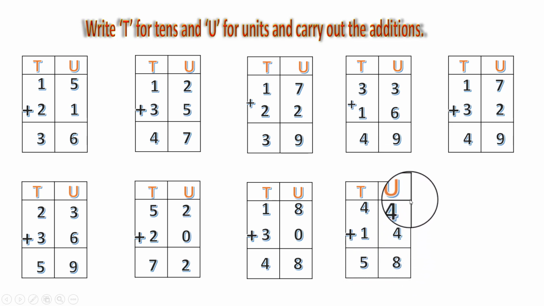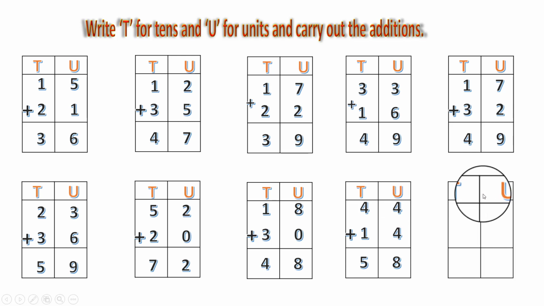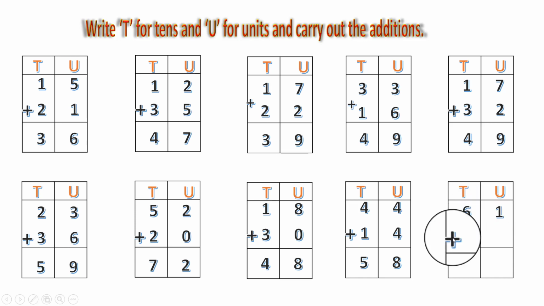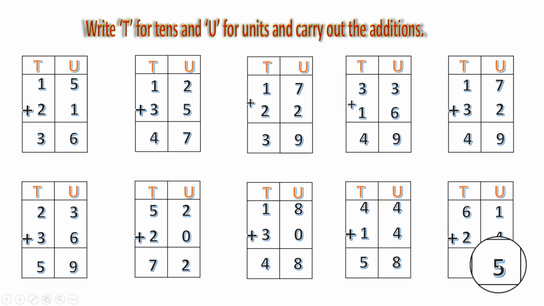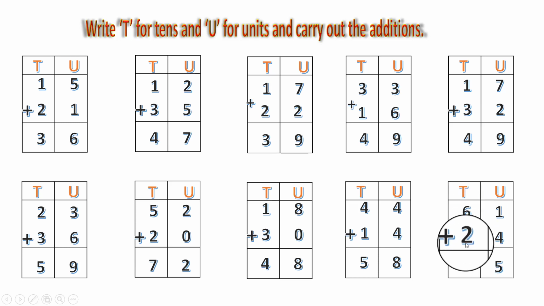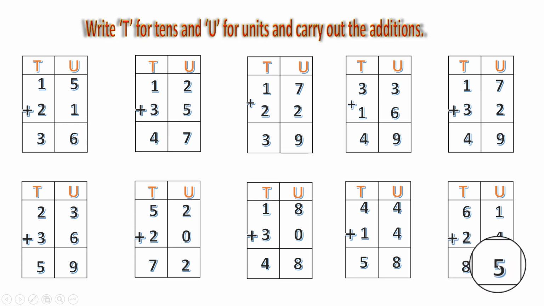Now we take another example. T for tens and U for units. 61 means 6 tens and 1 unit plus 2 tens and 4 units. 61 plus 24, 1 and 4, these numbers are unit place. When we add them, we get 5, and 6 and 2, these numbers are tens place. When we add them, we get 8. 61 plus 24 means 85.